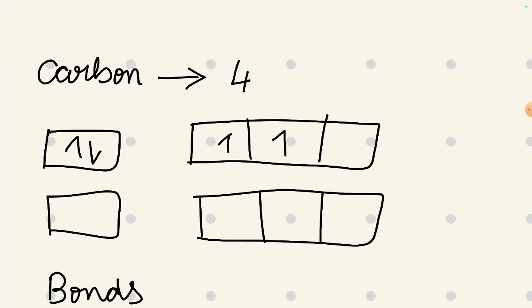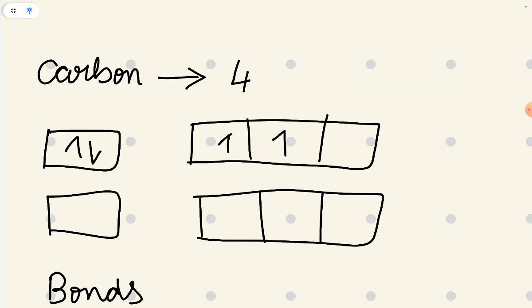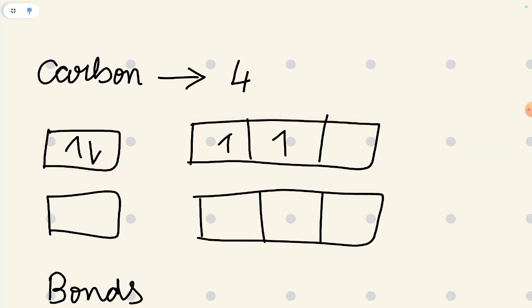But how? When we looked at its configuration, we found it to be 1s2, 2s2 and 2p2. In the second shell, which is the outermost shell, it has four electrons, and two electrons in the first shell. This is the structure of the p subshell. We know how to arrange electrons in different subshells, so I've arranged the four electrons like this.